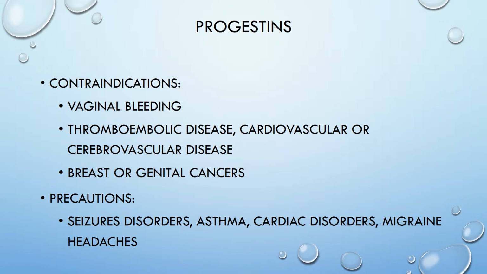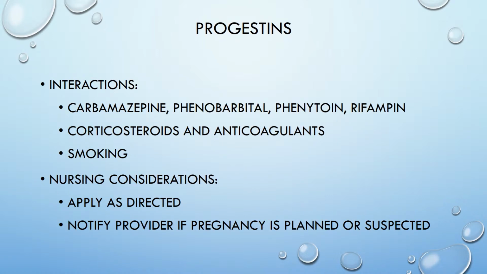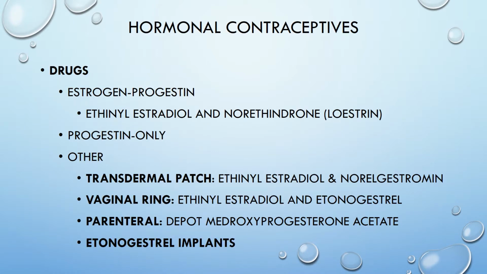Contraindications: vaginal bleeding, thromboembolic disease, cardiovascular or cerebral vascular disease, breast or genital cancers. Precautions: seizure disorders, asthma, cardiac disorders, migraine headaches. Interactions: carbamazepine, phenobarbital, phenytoin, rifampin, corticosteroids, anticoagulants, and smoking. They need to apply this as directed and then notify the provider once again if pregnancy is planned or suspected.